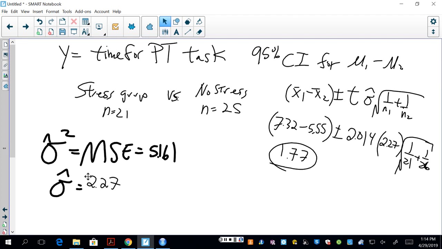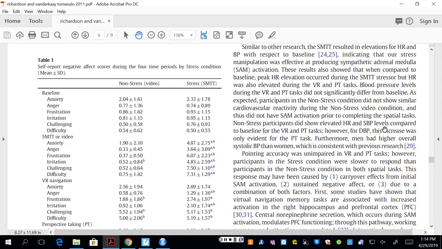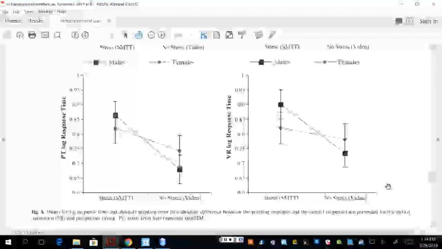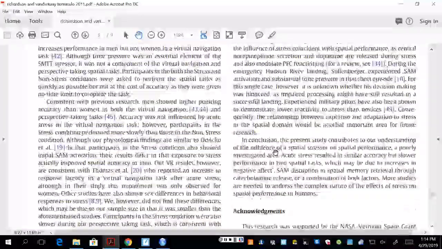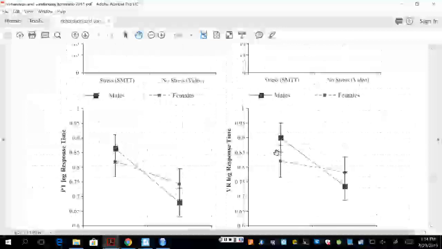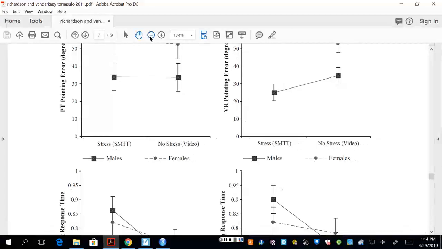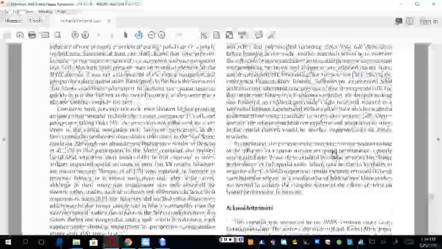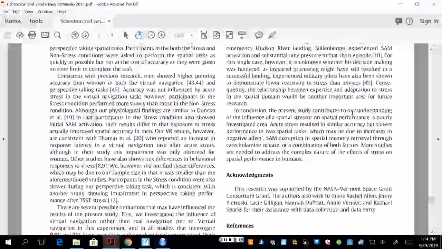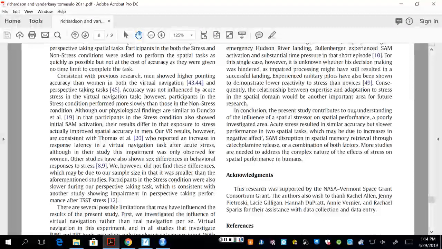What does the article conclude out of this? It has some differences there, and so then there's some discussion. It was too big for me to read. They say it contributes to our understanding of the influence of spatial stressors on spatial performance. Acute stress resulted in similar accuracy but slower performance in two spatial tasks, which may be due to the increases in the negative effect.